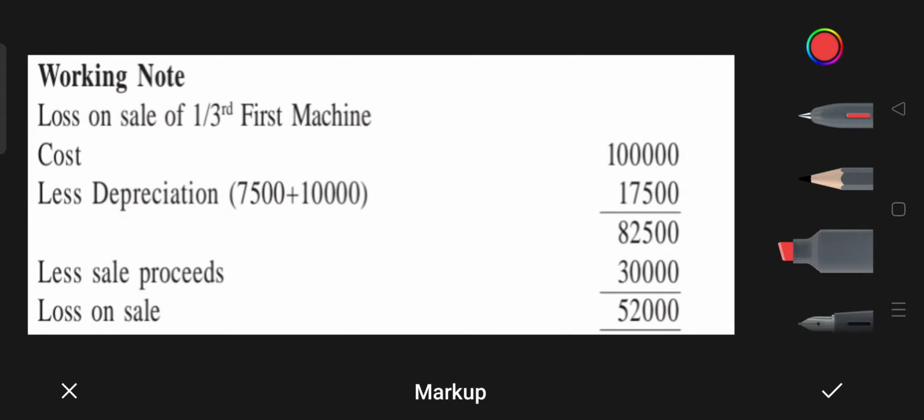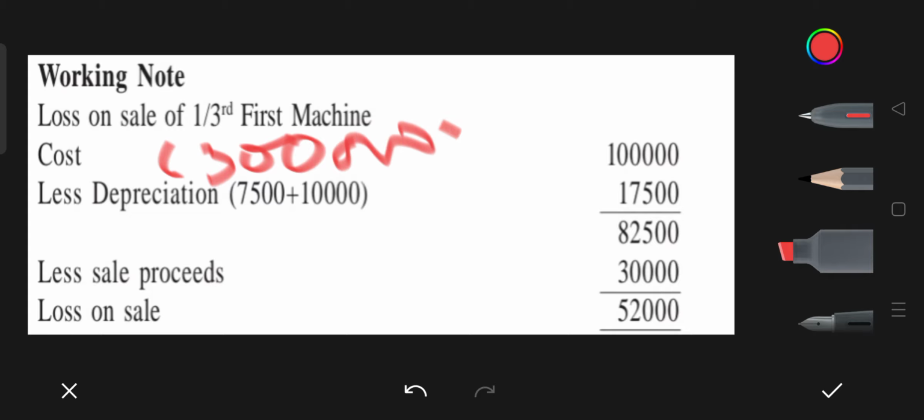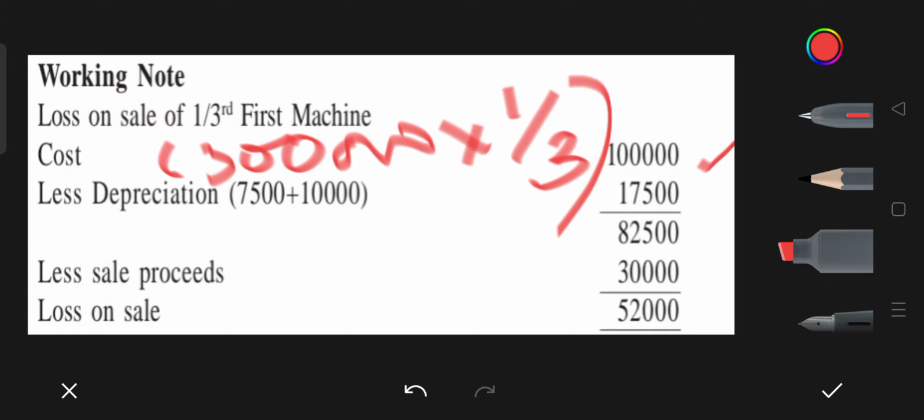it will be 1 lakh. The total machinery cost is 3 lakh rupees into one third. Here one third of 3 lakhs comes as 1 lakh rupees. We are deducting the depreciation for the previous 2 years, that is 7,500 and 10,000.